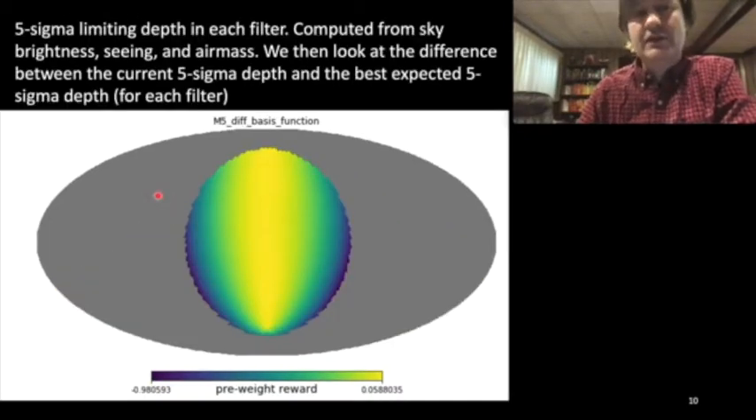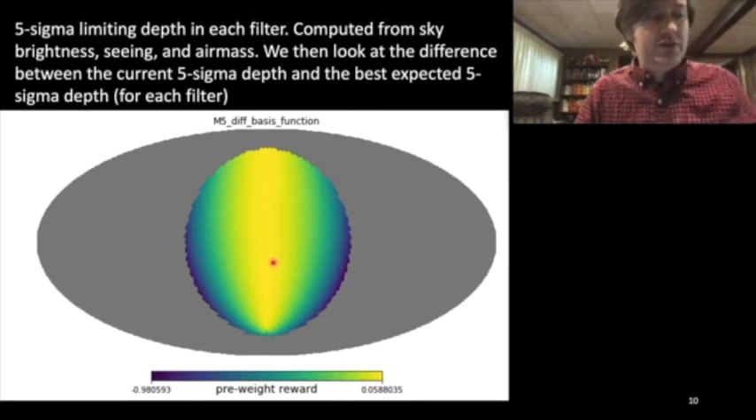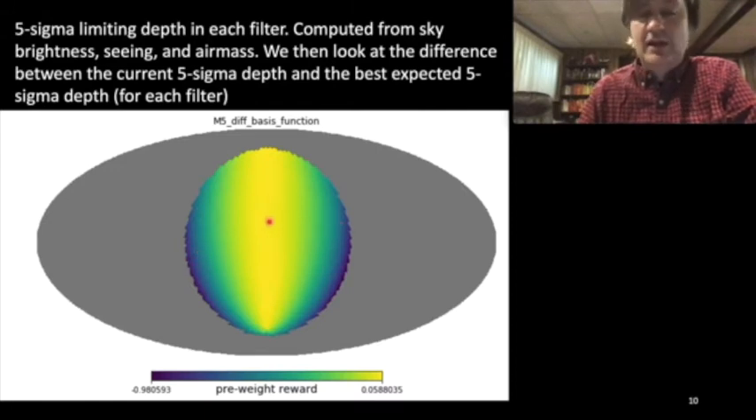Our next basis function is the 5 sigma limiting depth in each filter. And so this is computed from the current sky brightness, the current seeing conditions, and the air mass all over the sky. And so here's a map of it. Again, zenith is at the center. And you can see there's a strong bias towards we want to be on the meridian, which is kind of what you'd expect. The moon is not currently up, so it's symmetric, and there's a penalty for going to high air mass, not much penalty for staying on the meridian.